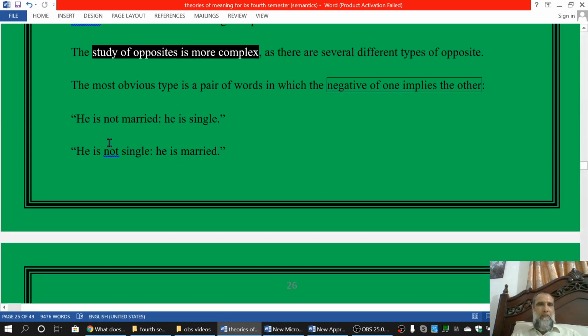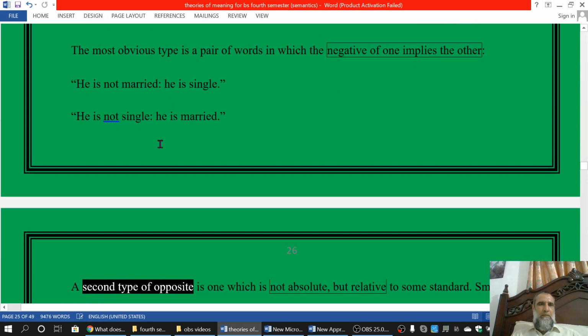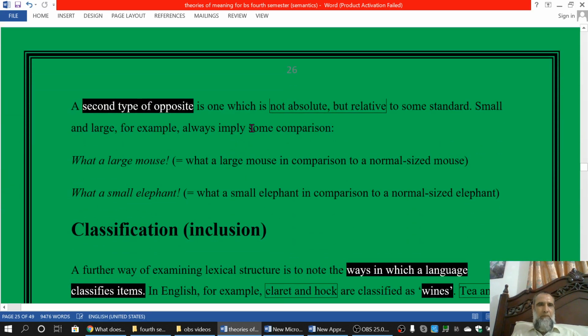نیگیٹو ہوتا ہے. He is not married, یہ married opposite ہے. He is single, single کا. He is not single, اس میں single opposite, not single opposite ہے. He is not married, married کا. Second type ہے, the second type is one which is not absolute. Absolute نہیں ہے. Absolute سے مراد یہ ہے کہ اس کا میننگ کسی اور چیز کے ساتھ کمپیئر ہوگا. اس کو ریلیٹو کہتے ہیں to some standards. جب آپ ایک اسٹینڈرڈ لیتے ہیں تو اسٹینڈرڈ کے ساتھ کمپیئر کرتے ہیں.